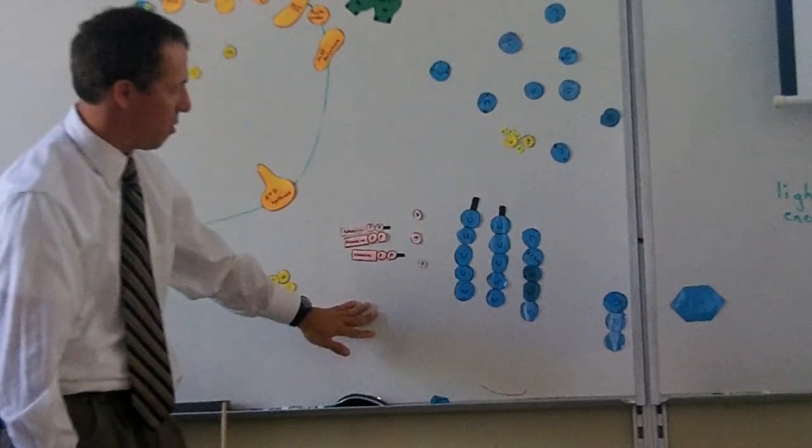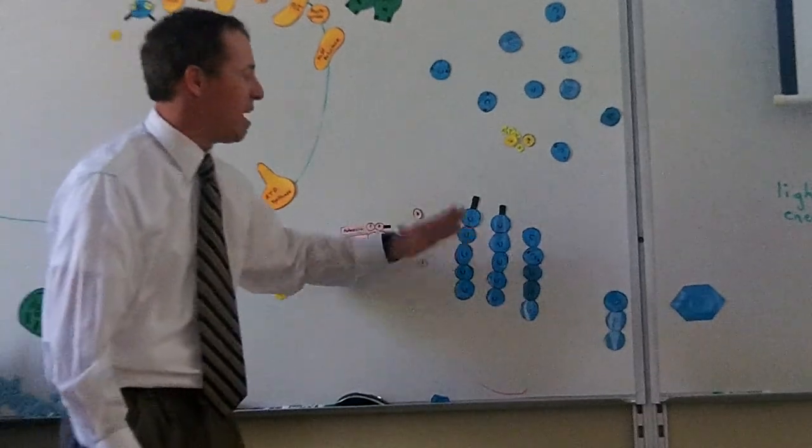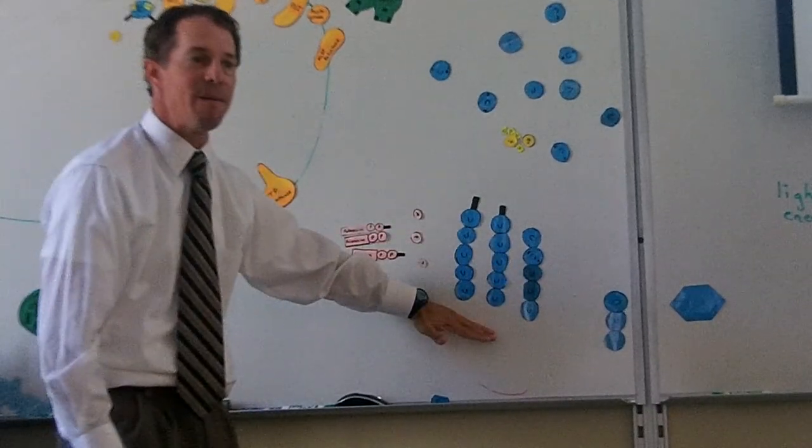1, 2, 3. So now there's 3, 5. We're back to the 3 RUBPs we started with.